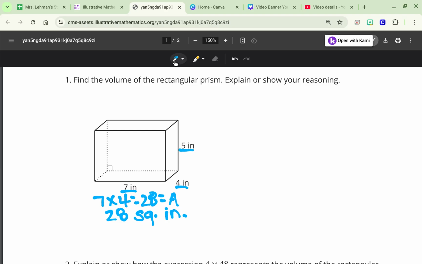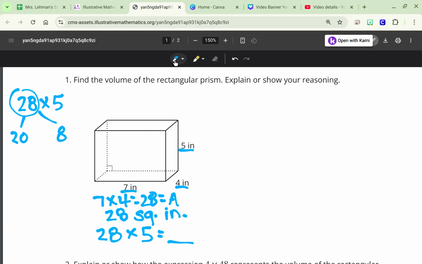Now, how many layers could we have in this prism? We could have 5 of them. So we would be taking our 28 and multiplying it by the 5 layers that we could have, and we would find our answer to be the volume of our prism. Now, let's come to the side and do a little scrap work on this idea of 28 times 5. One way that I can do a problem like this in my head is to remember that this 28 is really made of a 20 and an 8, and both of those parts can be multiplied by 5, and then we can add those two parts together.